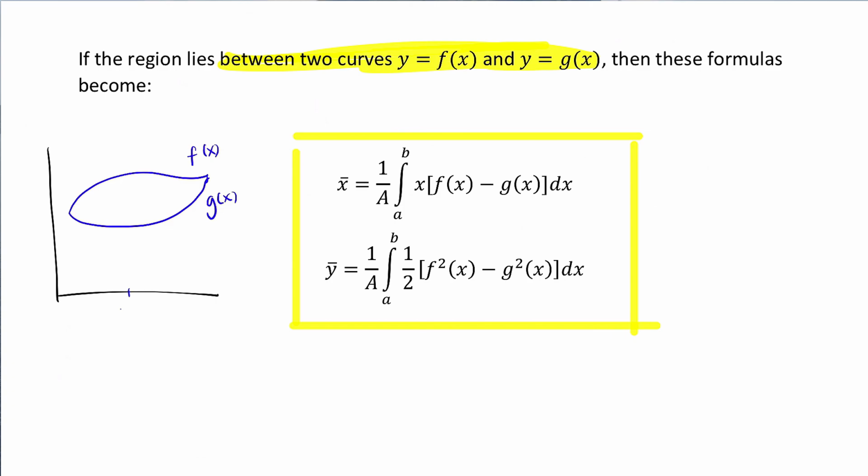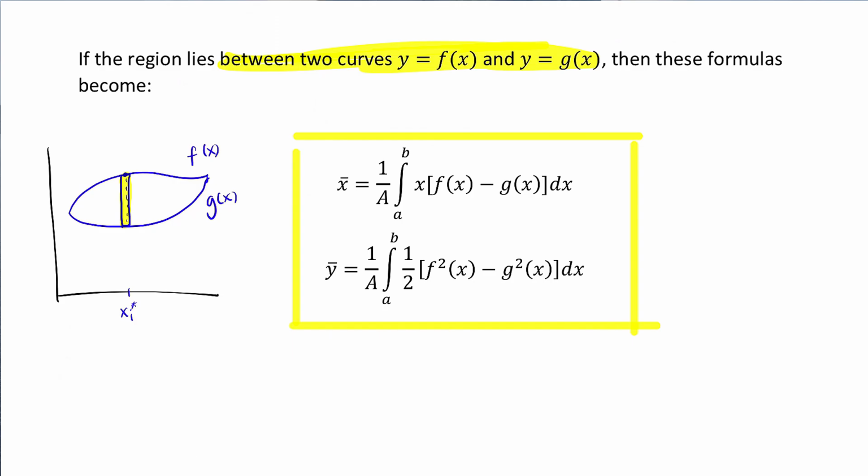Then say here, if this is xi star, it starts here, right? And then it goes to here. So this would be, I'm just going to draw it like this. This would be the little rectangle that we're using for the approximations. So then the distance is always f of x minus g of x, okay? Does that make sense? I hope it does.